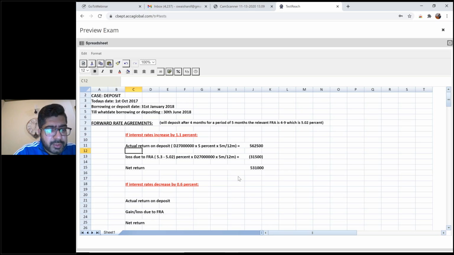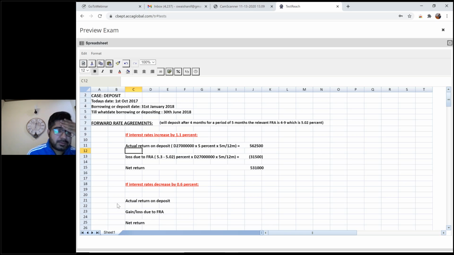The rates became 5.3, but we committed at 5.02. For a deposit, we committed less. It's a loss, into amount, into time period over 12. Loss reduces return, therefore deduct. Okay, now to get a grip, just look at another case. Then we will take questions.